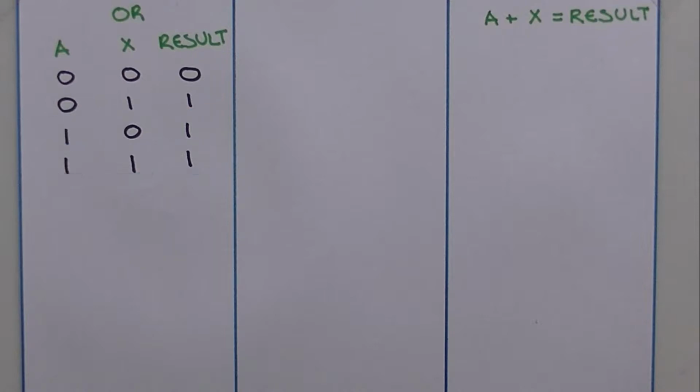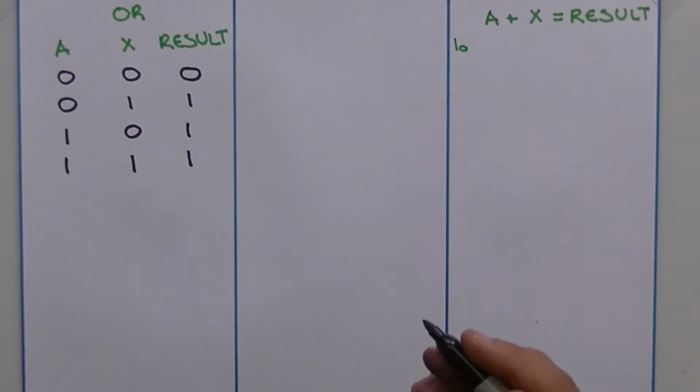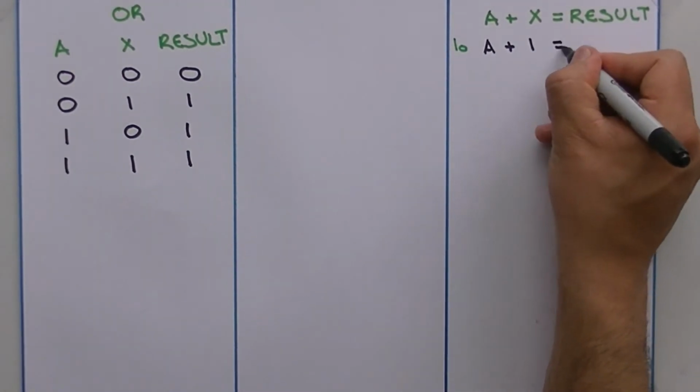is 1. Now, we can deduce 2 rules of Boolean algebra from this truth table. Looking at the second and fourth rows, we can say that when we add a plus 1, the result is always 1, no matter whether a is 0 or 1. So the first rule of Boolean algebra states that a plus 1 is 1.